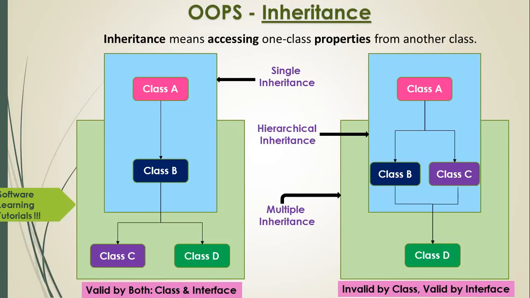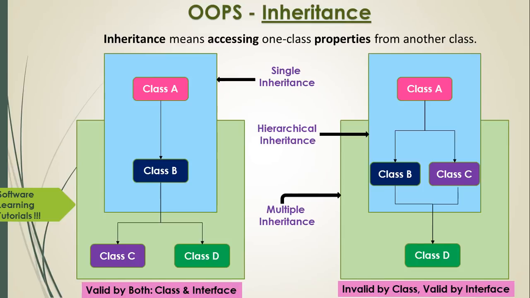Okay, so on the left side, you will see that it is valid for both class and interface, if you see the practical example. But on the right side it is invalid for the class and valid for the interface. Okay, so this is the property you can see about inheritance.